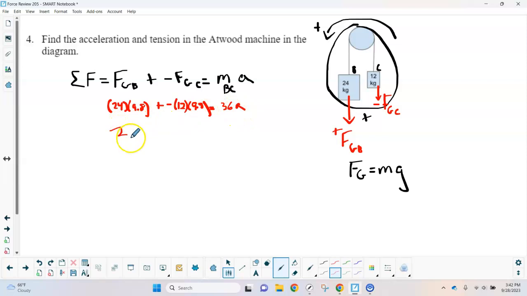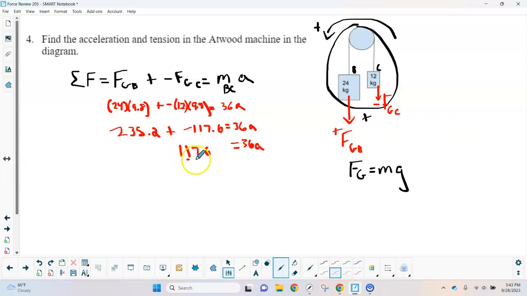So if I write this out, it's 235.2 for the weight or gravity of B. C is half the mass, so it's going to be half the weight as well. So that's 117.6. And that equals 36A. If you do the math here, 36A just comes down, but if you add 235.2 plus a negative 117.6, you get a positive 117.6 because it's half.